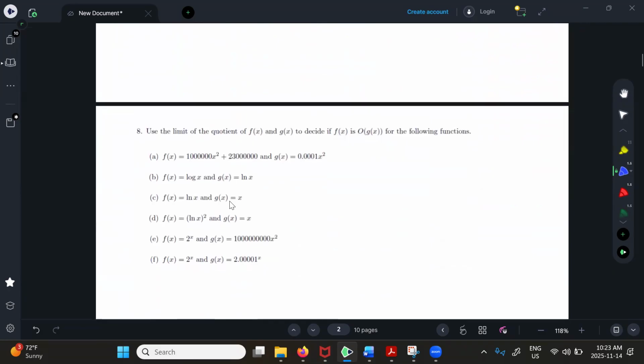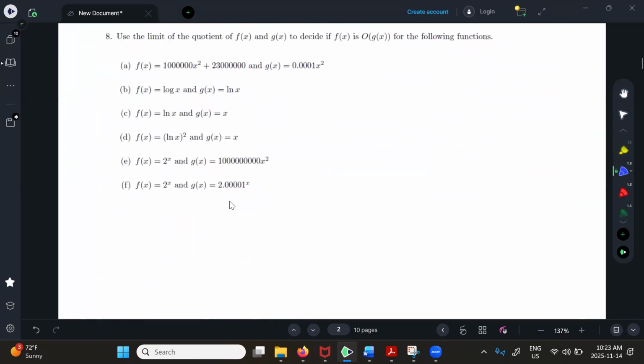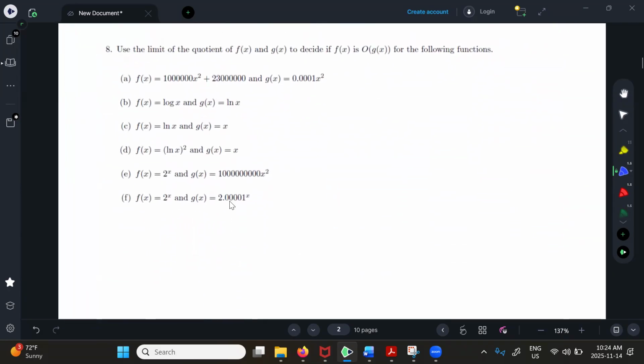Now, let's do this one. Number 8 is using the limit of the quotient of f and g to decide if f is big O of g of x. Now, this is like a true false type thing. If it's big O, then it's true. If you get a question like that, okay?